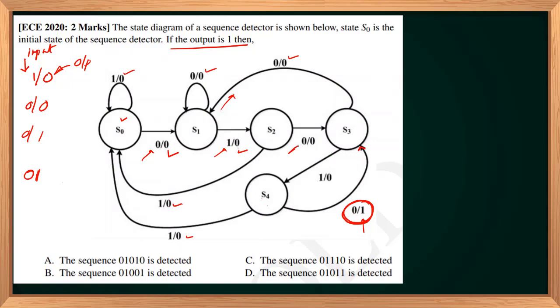I'm going to S3 with input 0. If the input is 0, I'm going to S3 state. If the input is 1, I'm going to S4, so I'm writing 1. And again, if input is 0, I'm going to S3 state, back to S3 state with output equal to 1. So the sequence detected is 0 1 0 1 0. So to identify the input sequence, I have 0 1 0 1 0. So the first option is the right choice.